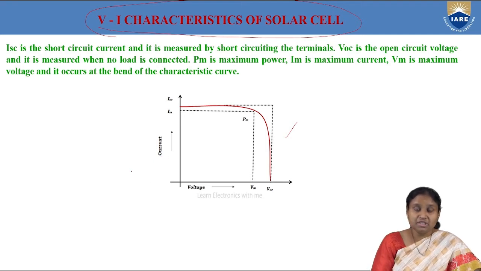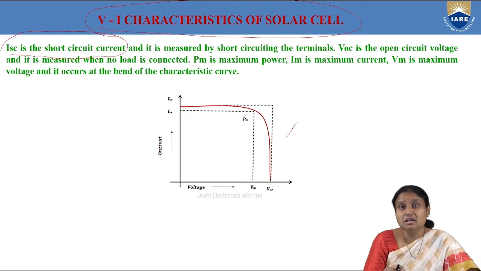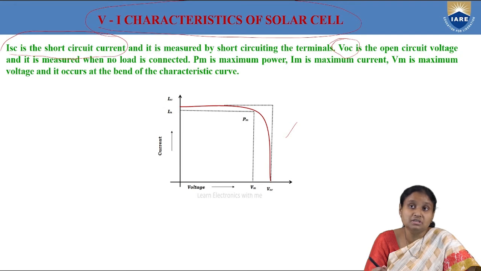There are certain parameters, as you can make out. First parameter is ISC, which is called short circuit current. And how are we going to measure this current? By short circuiting the terminals of the solar cell. Then next we come across one more parameter, which is called open circuit voltage, given as VOC. And how are we going to measure it? We measure it when there is no load. So when no load is connected in the circuit, the voltage we measure is called open circuit voltage.